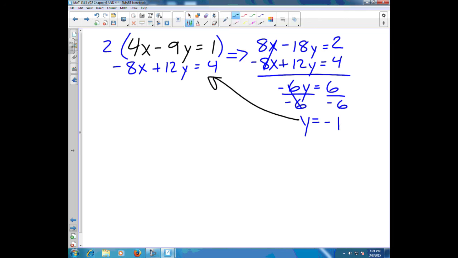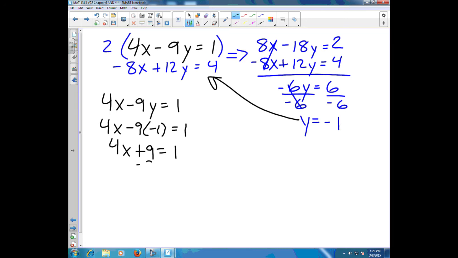Taking y and plugging it into one of these equations, we can get x. So 4x minus 9y is equal to 1. Y is -1. Then we get 4x plus 9 equals 1. Subtract 9 from both sides and we get 4x equals -8. Divide by 4, and now we get x equals -2.